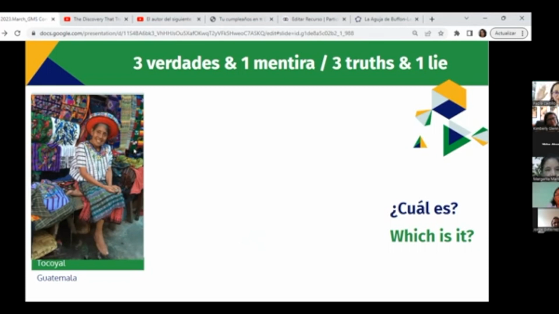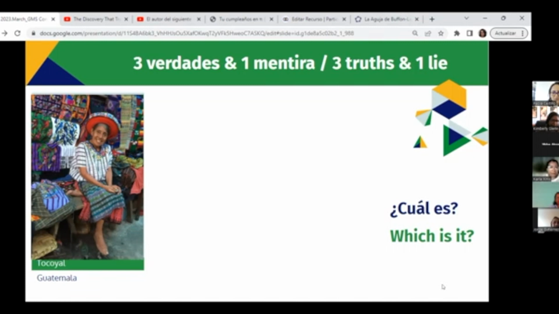Who is in Guatemala? Can somebody from Guatemala raise their hand and talk to us about what the tocoyal is? Nobody from Guatemala? Buenas tardes. Carla, te escucho. Hi, Carla. Yes. No me había presentado, pero tenía problemas para entrar. I had not introduced myself because I had a difficult time joining the call.